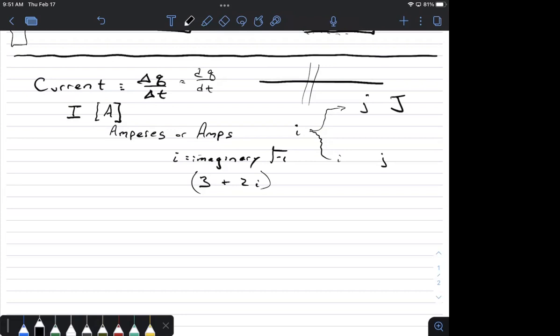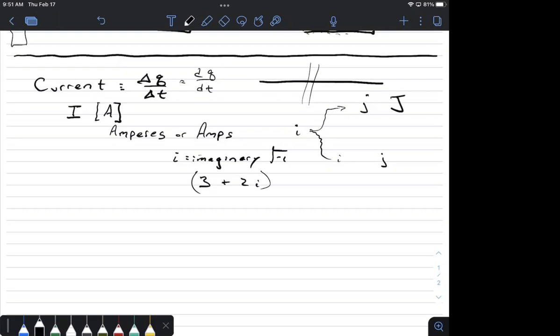And now all of a sudden I'm in an engineering course and I see little I sitting there and I think, oh, that's an imaginary number. And they say, no, imaginary number is J. I say, no, J is a current in physics. I say, no, J is imaginary number in engineering. I is the current in engineering. So it can be confusing, okay?